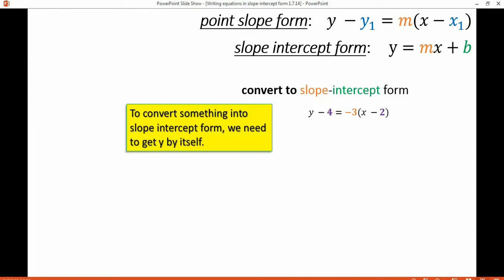Same way, we're going to get y by itself. In point-slope form, we don't have y by itself. Here, on this side of the equal sign, we have y minus y1, y minus some number, and in the form we're going to, y is just by itself. So we need to get rid of this thing that's being added or subtracted to our side of the equation with y. So let's draw our river.